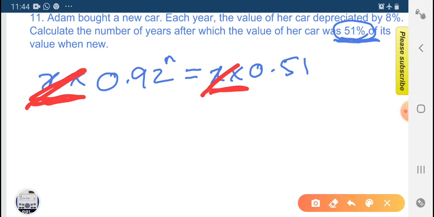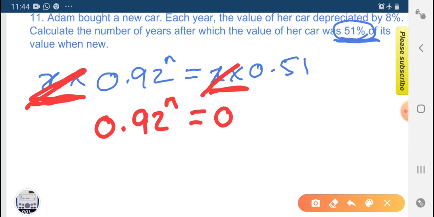So when you cancel that out, you'll be left with 0.92 to the power of n should equal 0.51. So remember, whenever you don't know the number of years, or n, you have to do trial and improvement. So I'm going to guess something like 4 years. So we can do 0.92 to the power of 4, and we want it to be equal to at least 0.51 or close to 0.51.